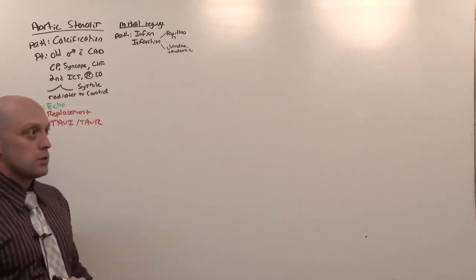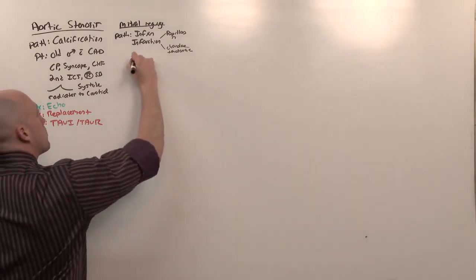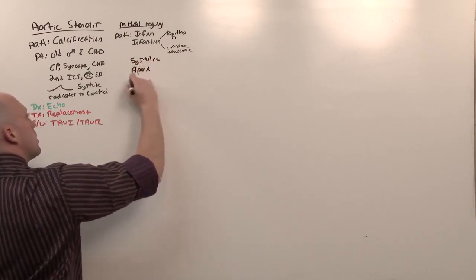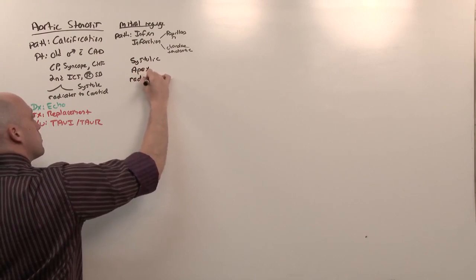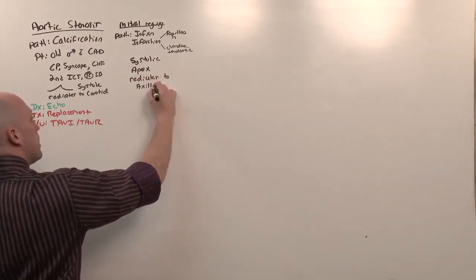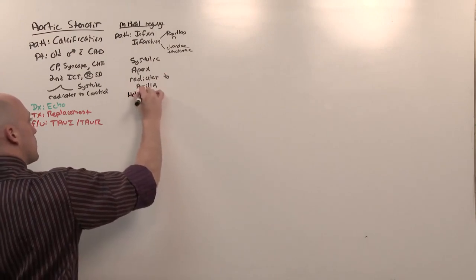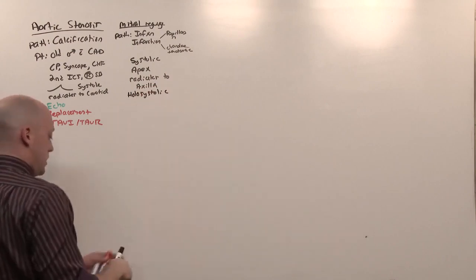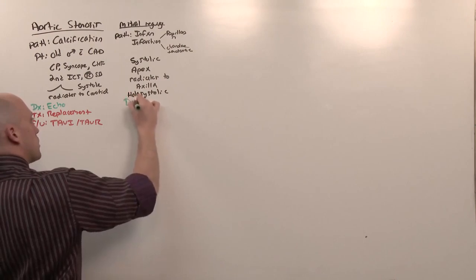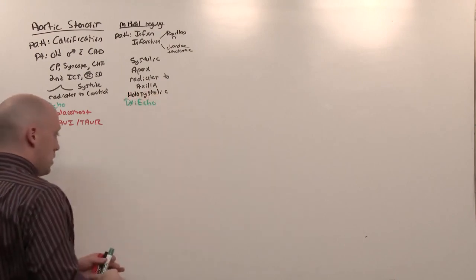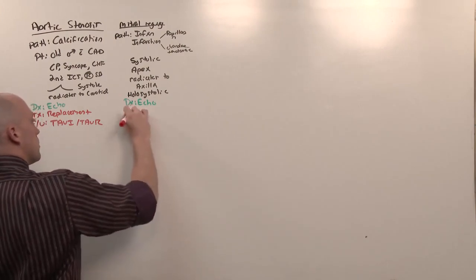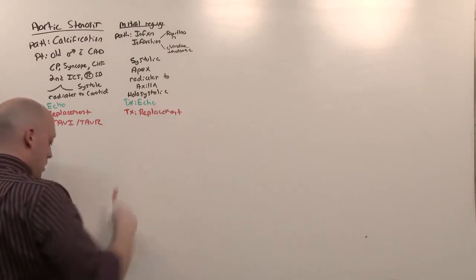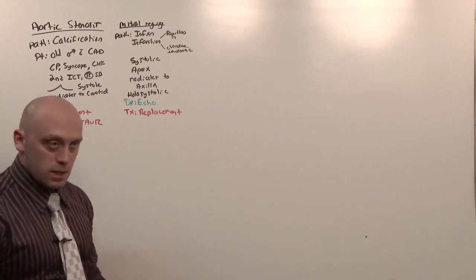Mitral regurg is a systolic murmur heard best at the cardiac apex. It radiates to the axilla and is holosystolic. Holosystolic means it covers up both S1 and S2. Diagnosis is echocardiogram, and the treatment, replacement. All right, that's the systolic murmurs. Let's talk about the diastolic murmurs.